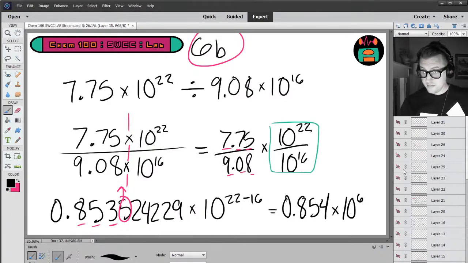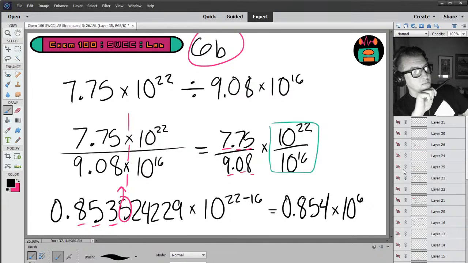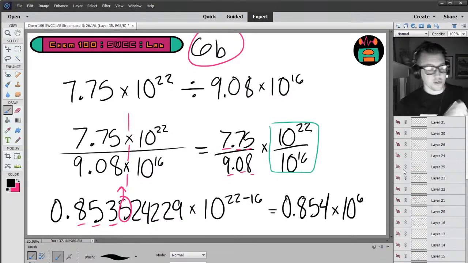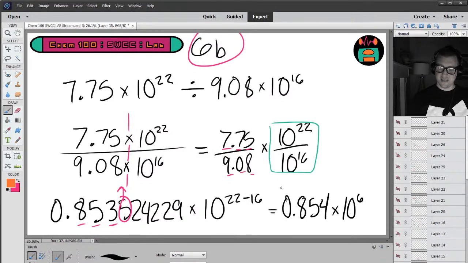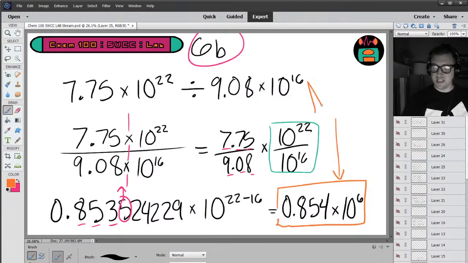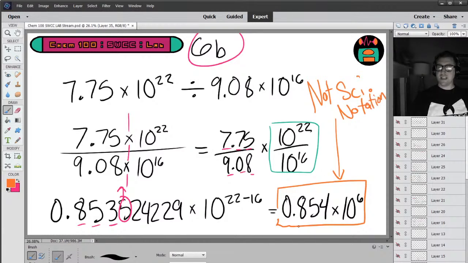Now, something to watch out for. If you look at problem number 6, it said, perform each calculation, report your answers in proper scientific notation with the correct number of sig figs. And this right here, though it is the correct answer, is not scientific notation. It's not scientific notation because scientific notation means that our decimal must be behind our first non-zero digit, and this decimal is right here.